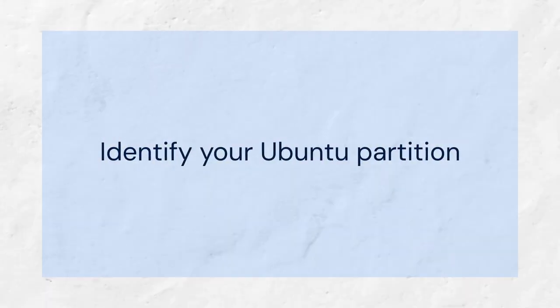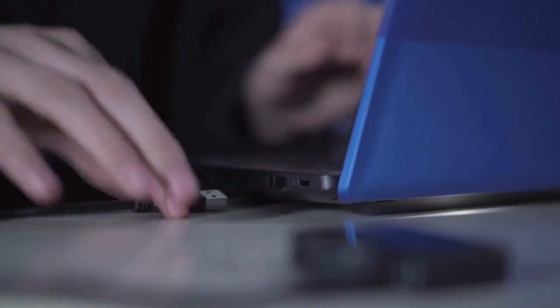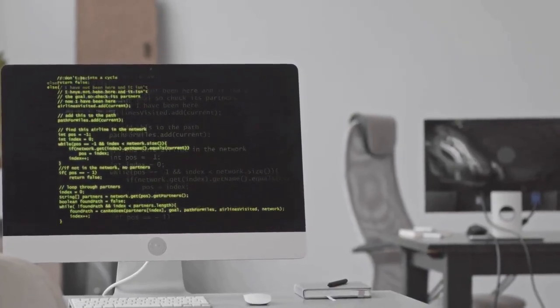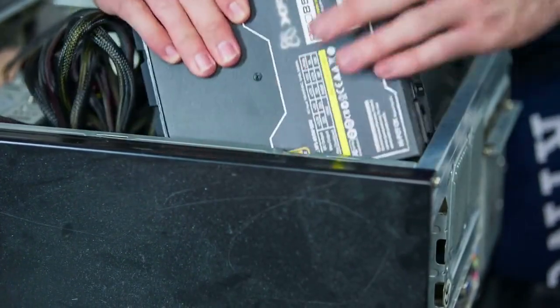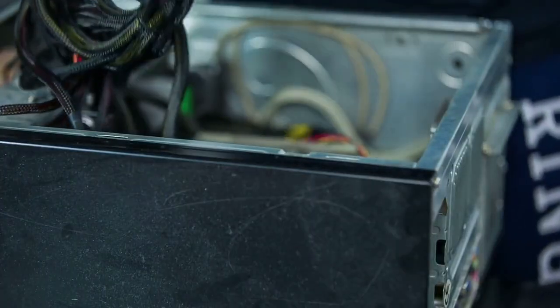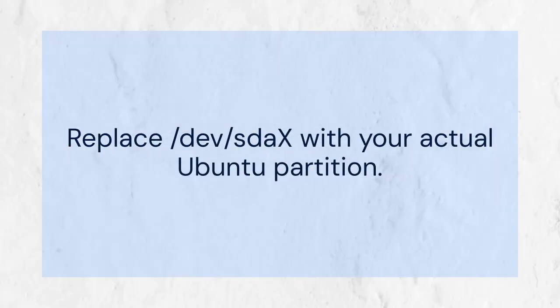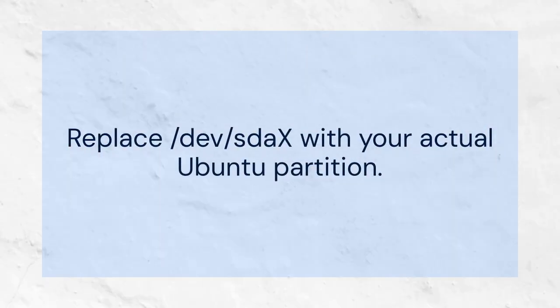Now, we need to identify your Ubuntu partition. Type sudo fdisk -l. This command lists all your disks and partitions. Look for the partition marked as Linux. Note down the device name. It looks like /dev/sdxy or /dev/nvme0nxpy, where x and y are numbers. Replace /dev/sdax in the following commands with your actual Ubuntu partition.